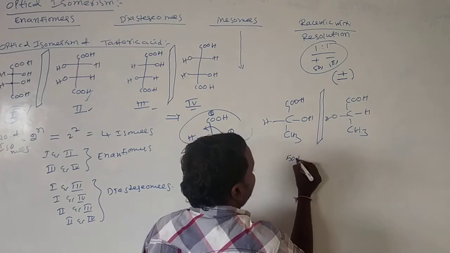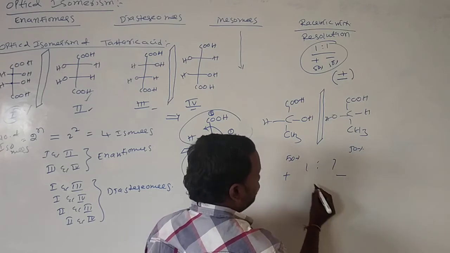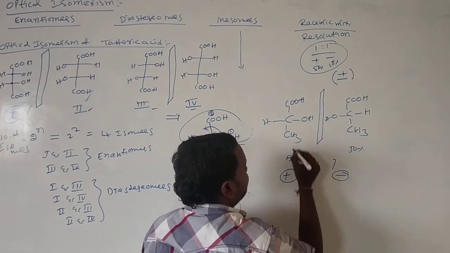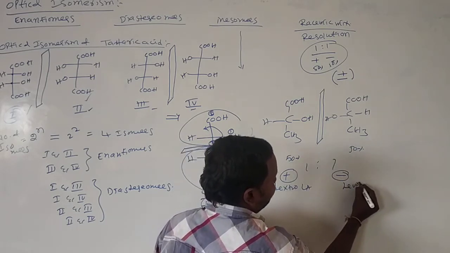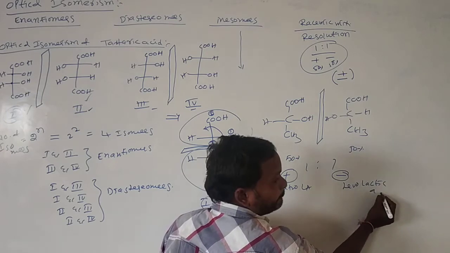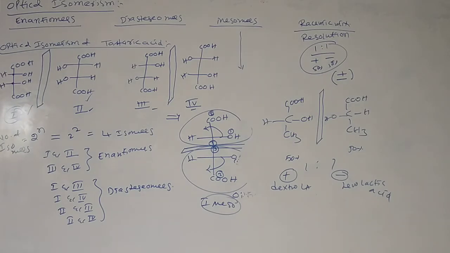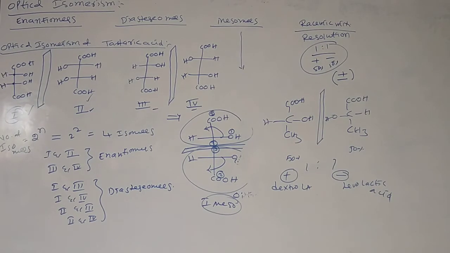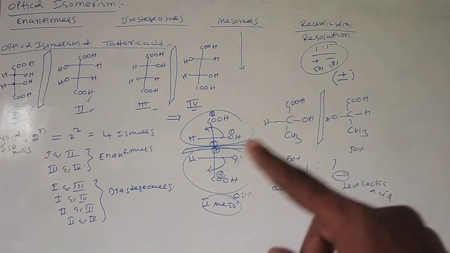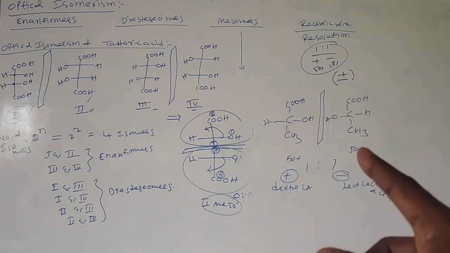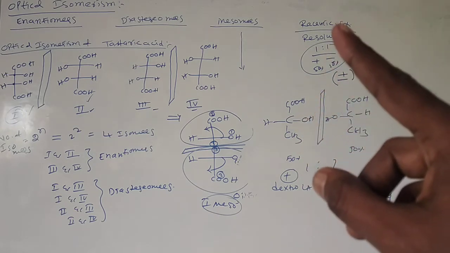This is 50%. This is also 50%. A 1:1 ratio. This is dextro. This is levo. Both molecules are present. This is dextrolactic acid. This is levolactic acid. See, these molecules are mirror images and non-superimposable. This is one enantiomeric pair, and we call it a racemic mixture.